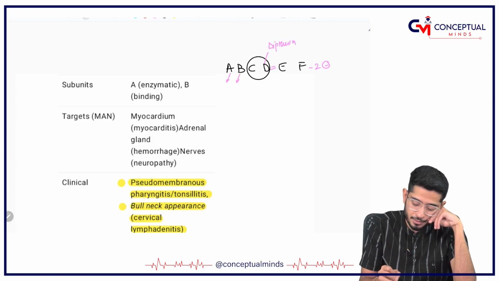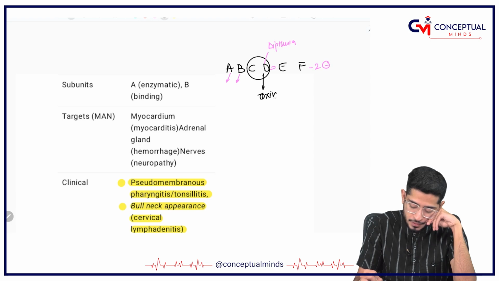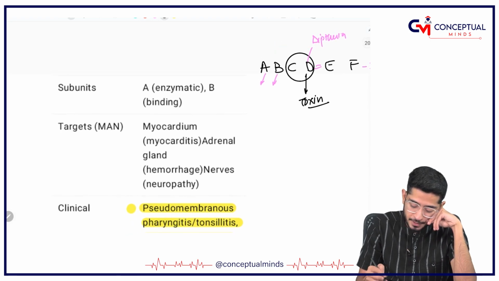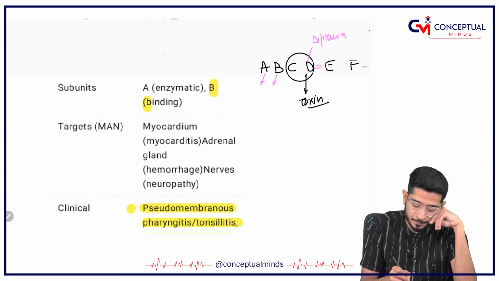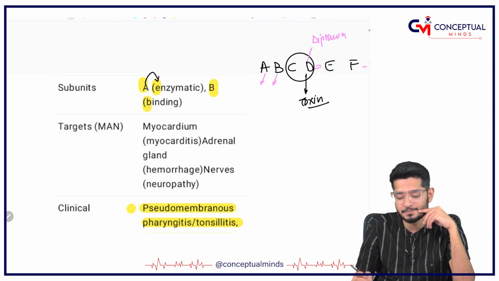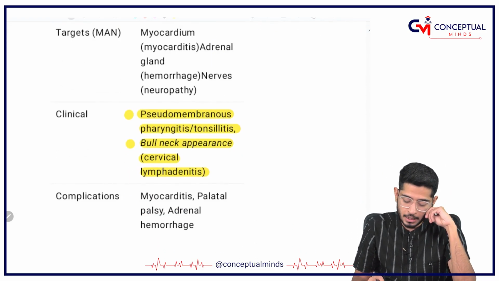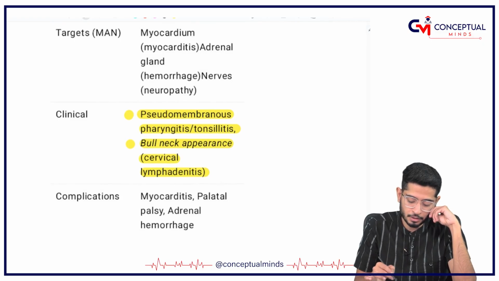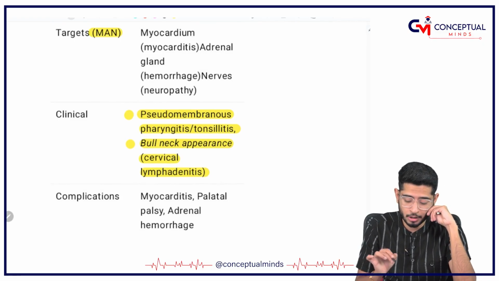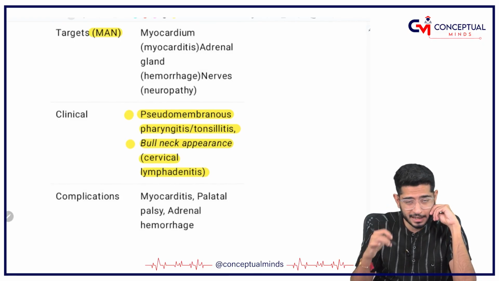The subunits of diphtherial toxin. Diphtherial toxin has got 2 subunits, A and B. B for binding, very easy to remember, and A for enzymatic. Now, what does it target? It targets man. So Corynebacterium diphtheria targets man.